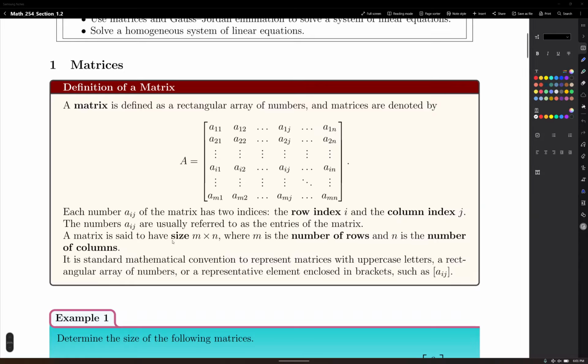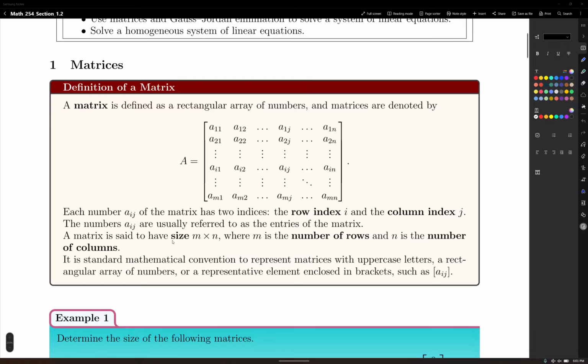Okay, so what's a matrix? A matrix is defined as a rectangular array of numbers, all right? Those can be real numbers, can be complex numbers, quaternions, whatever. There's no limit about what we can input in a matrix, all right? Even functions of x or variables can be there in matrices, all right?